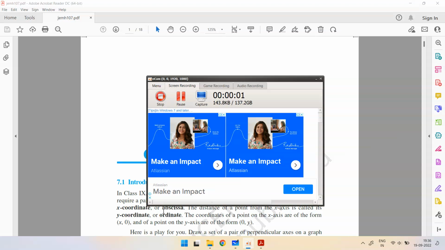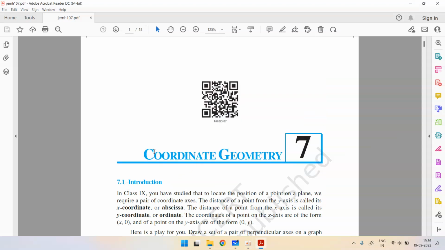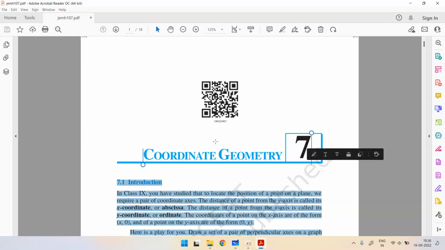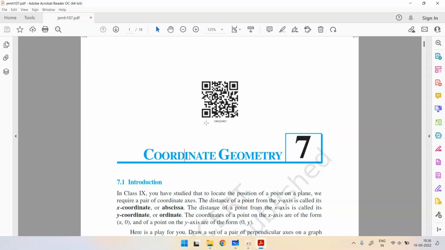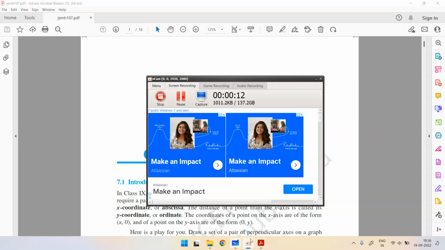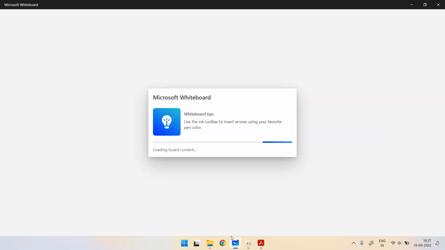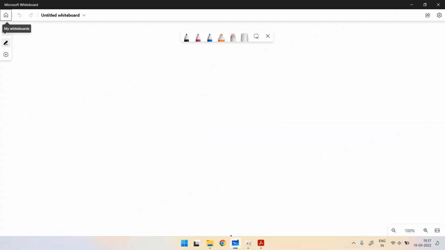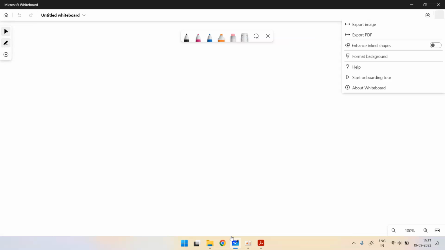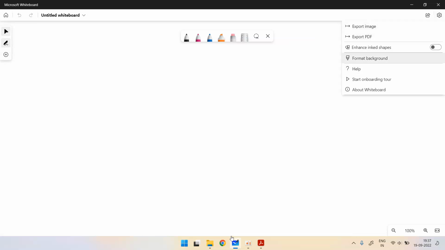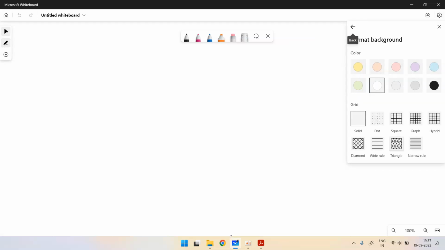Good morning, students. In today's lecture, I will be teaching the basics of coordinate geometry, which is chapter 7 of class 10th mathematics. So, let's start with coordinate geometry. In your previous class, that is the ninth class, you have studied what a graph is, what an x coordinate is, and what a y coordinate of a point is.